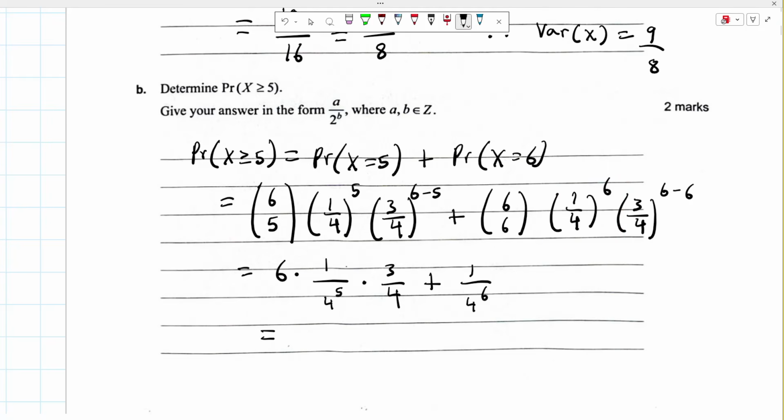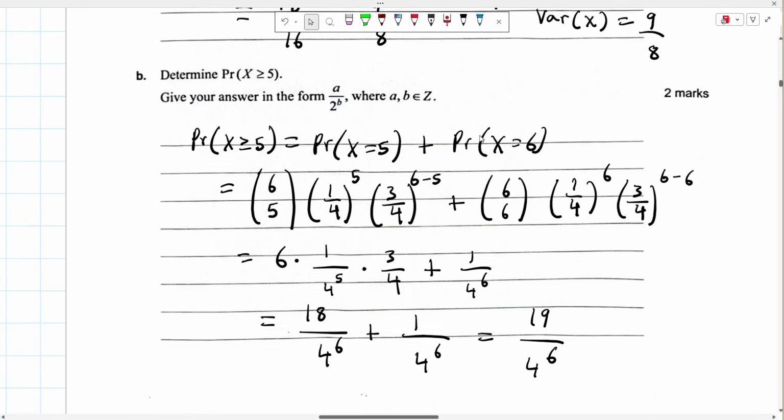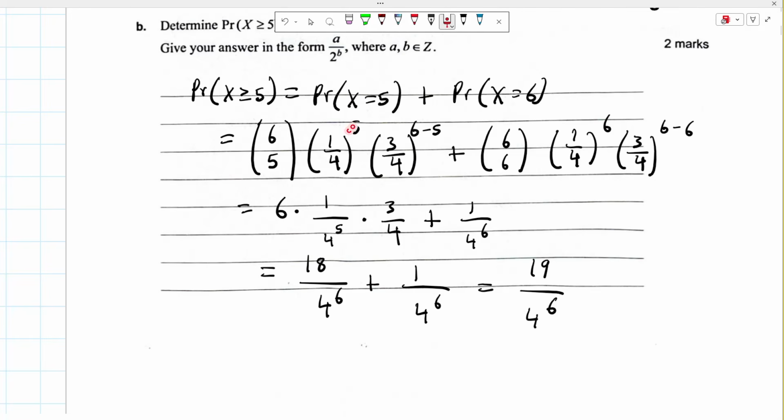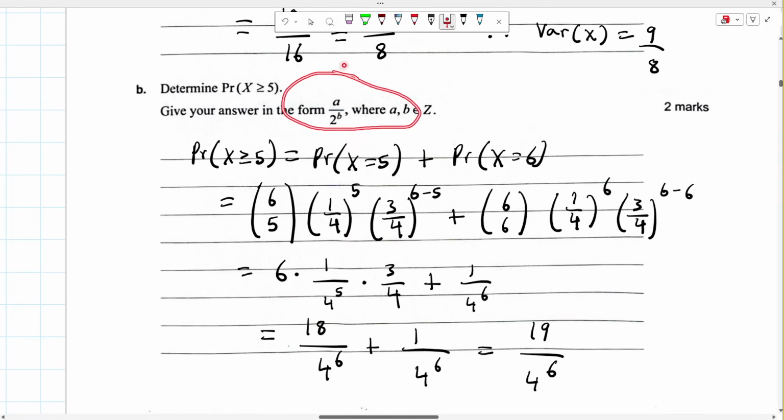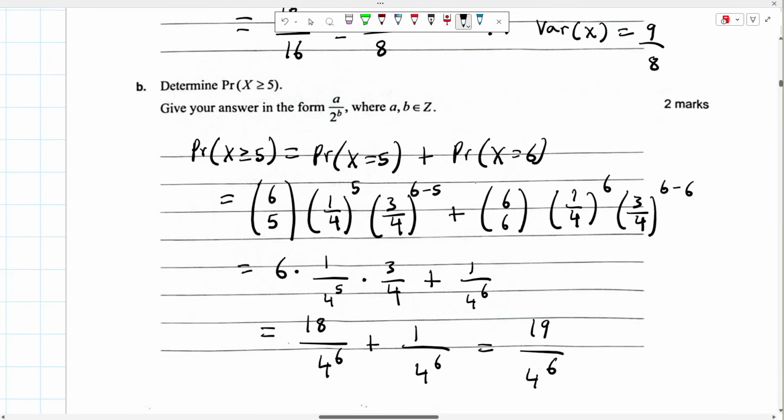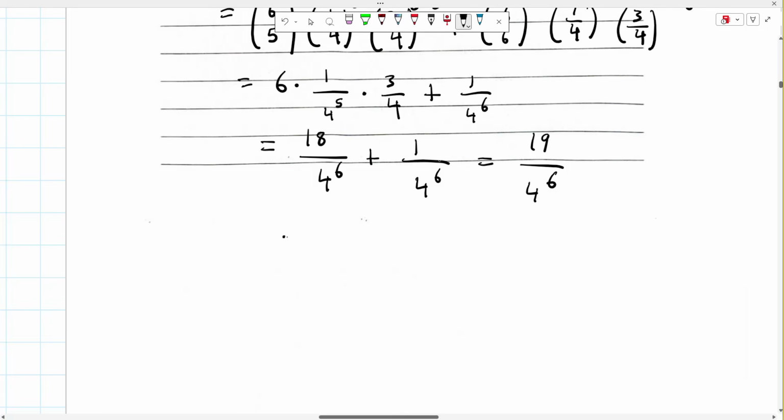So let's look at this. 6 times 1 times 3, that's 18, over 4 to the 5 times 4, that's 4 to the 6, plus 1 over 4 to the 6, that's going to be 19 over 4 to the 6. Now the reason I didn't actually calculate these values, like actually calculate the powers, is because they want it in a form that has powers, right? So there's no use calculating the actual numbers. So probability x greater than or equal to 5 is going to be 19 over 4 to the 6.